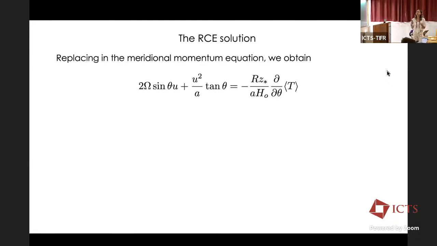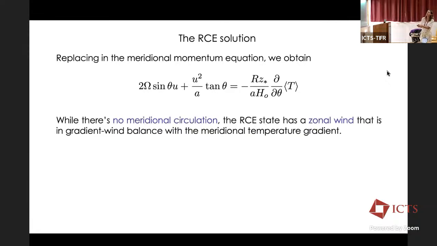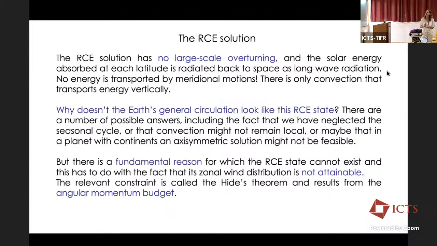Okay, so now if we replace in the meridional momentum equation, we now see that, again, there is a zonal wind that is proportional to any meridional gradient in the temperature. So this is to say that while in RCE we do not have any meridional nor vertical motion, so we don't have any communication between the different columns as a function of latitude, there is a zonal wind that is in gradient wind balance with the meridional temperature gradient.